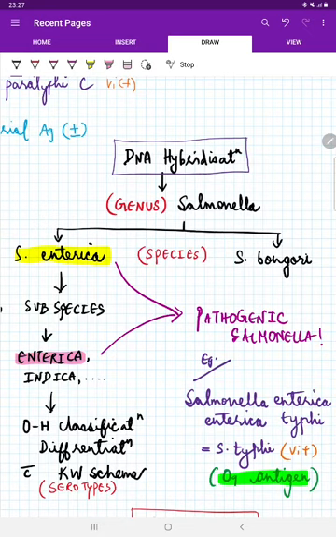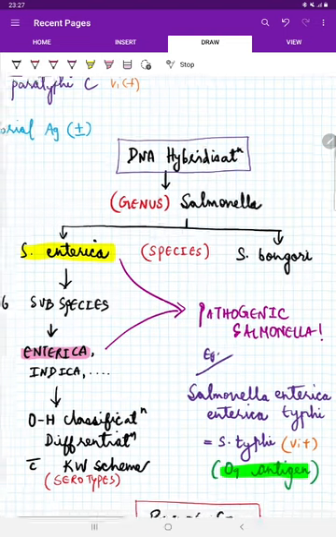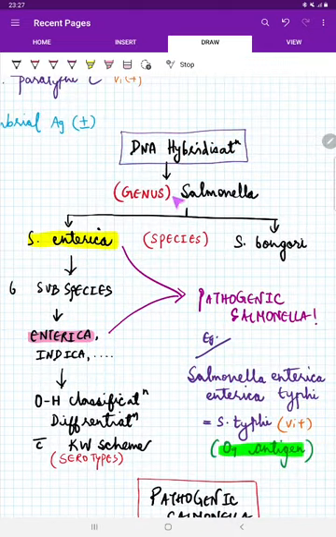As I've already said, the antigen of Salmonella is very complex. We are doing something called DNA hybridization. By doing DNA hybridization, we find that Salmonella is a genus. So remember, Salmonella is a genus. Further we identify there are many species, and we have grouped the species into enterica and bongori. Under enterica, there are 6 subspecies. Of the 6 subspecies, 1 is enterica.